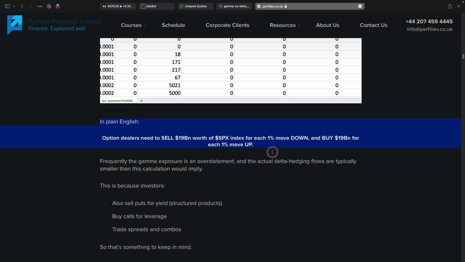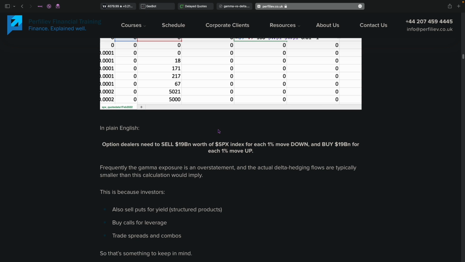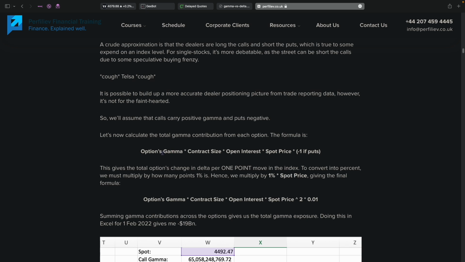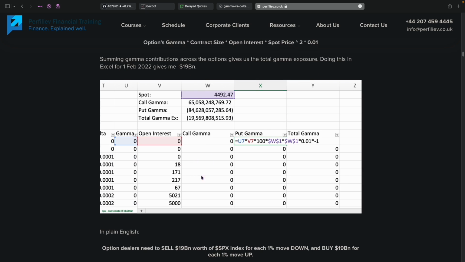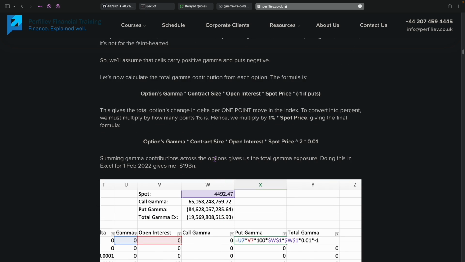And this is actually quite useful, I think. He puts it here in plain English: option dealers need to sell, and by dealers he's saying people on the other side of the people who own those options, need to sell 19 billion worth of SPX index for each 1% move down and buy 19 billion for each 1% move up, according to those open interest numbers multiplied by the gamma exposure. This is if they want to stay delta hedged, essentially. Yeah, that was a really quick, intense introduction.